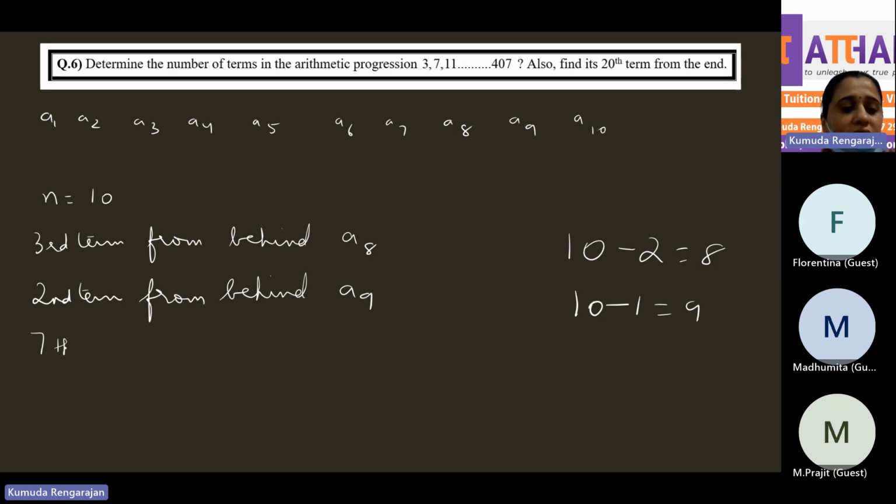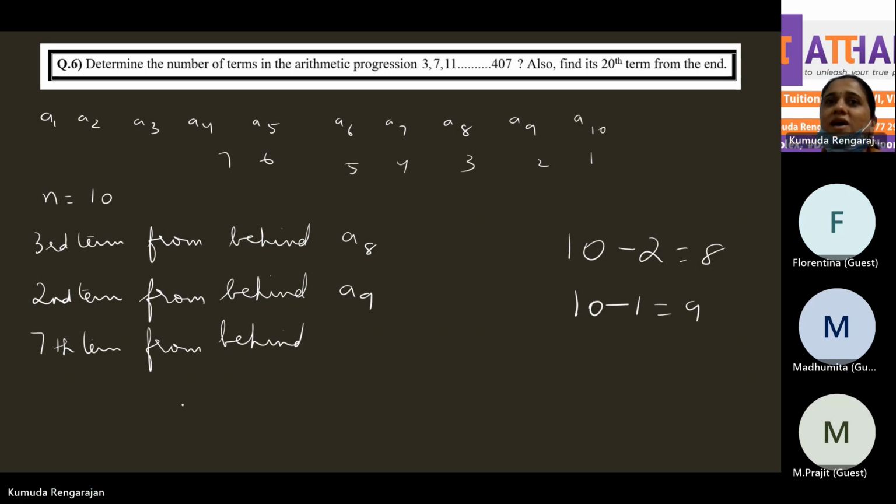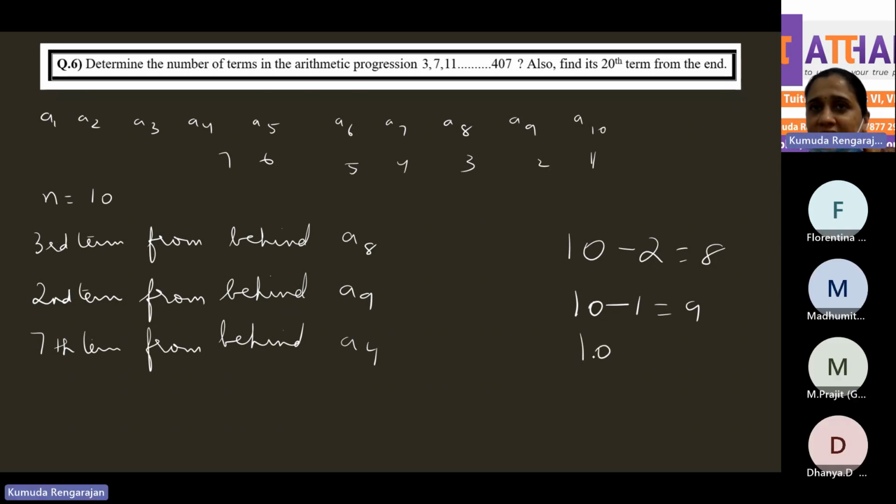Which is the 7th term from the end, or from behind? 1, 2, 3, 4, 5, 6, 7. Okay, so the 7th term from behind is A4. See, I've counted: 1, 2, 3, 4, 5, 6, 7. A4 is the 7th term from behind. From the beginning, the total number of terms is 10. I want the 7th term from behind, so I'll subtract only 6, that gives 4. So the 4th term from the beginning is the 7th term from the end. So that's what I've done here.